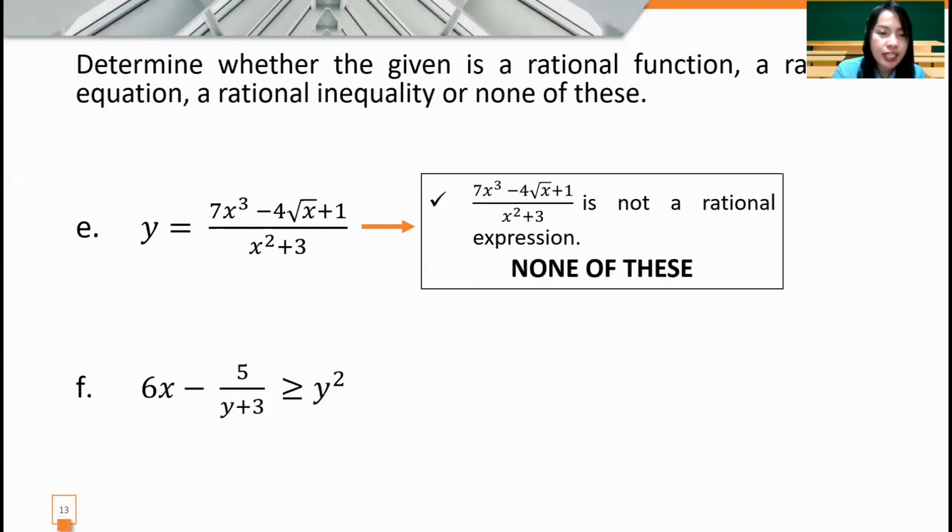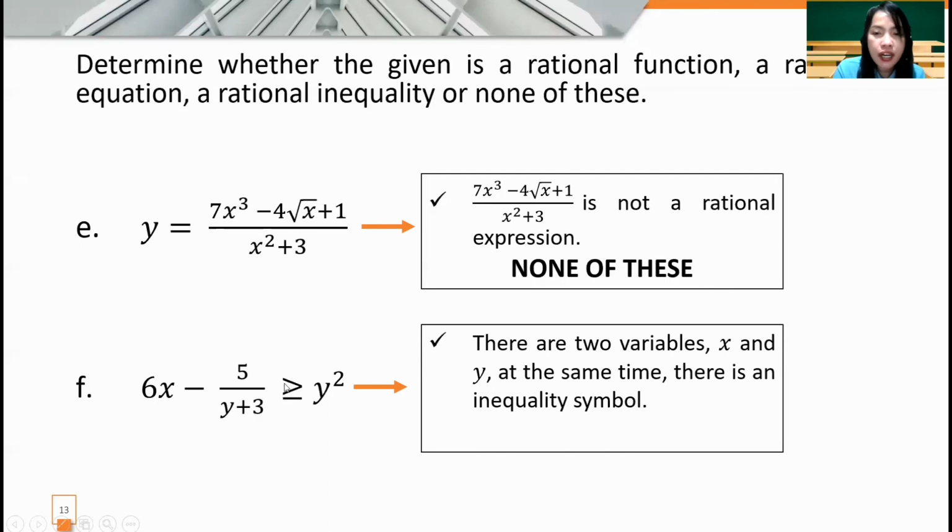Letter F. 6x minus 5 all over y plus 3 greater than or equal to y squared. Merong dalawang variables at meron ding inequality symbols. We can now conclude that there are two variables, x and y. At the same time, there is an inequality symbol. Your answer should be none of these. This is not a rational function, not a rational equation, not a rational inequality.